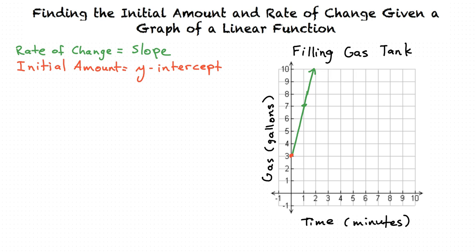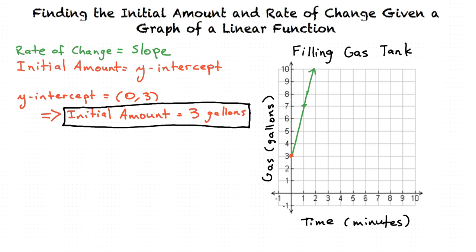We want to interpret this graph to figure out the initial amount of gas that he had in the car, the amount at 0 minutes, and we want to find the rate of change of the gas, which would be in gallons per minute. What is the initial amount of gas according to the graph? It looks like the initial amount of gas is 3 gallons, because the y-intercept is at 3 gallons, which is the amount of gas at 0 minutes.